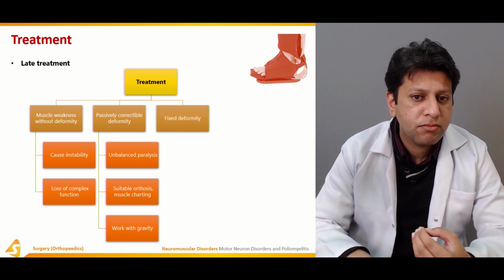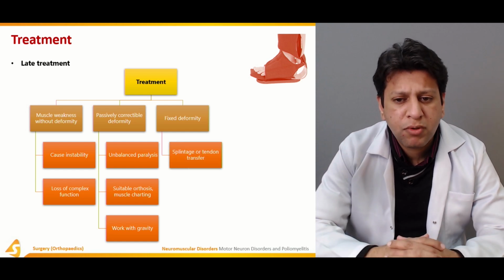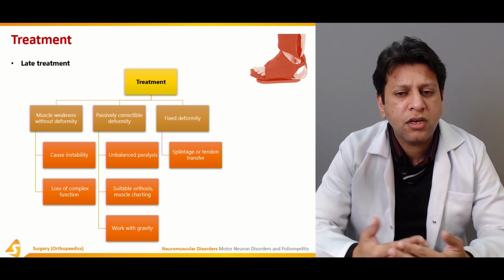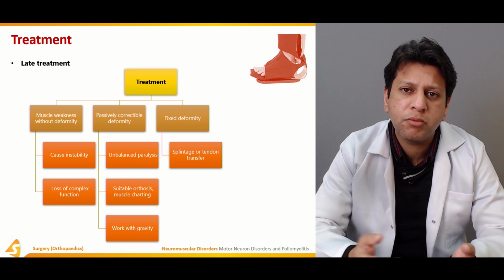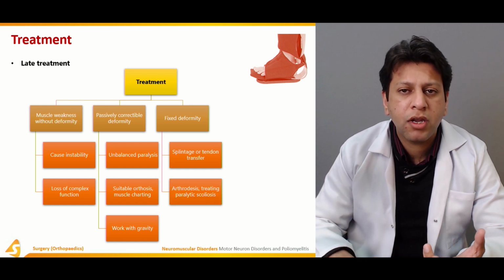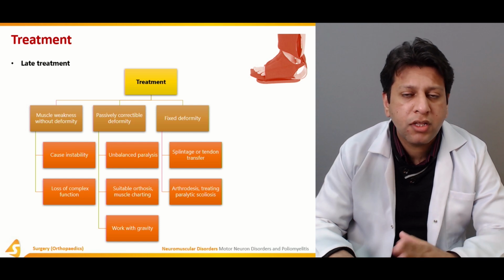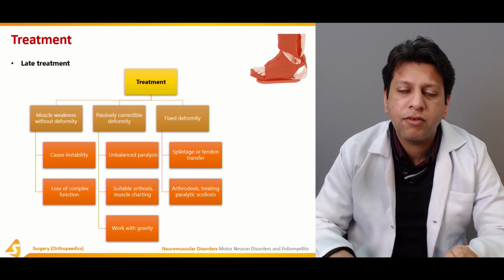If there is weakness or paralysis of muscle with a fixed deformity, then initial treatment may be splintage, or the last resort would be a tendon transfer. If tendon transfer is not possible, then we may have to go for orthodesis or treat the paralytic scoliosis, for example. That means going for fusion of the bone so that they can carry out their activities of daily living.